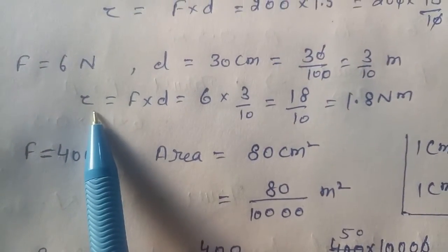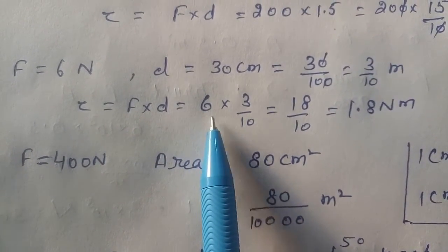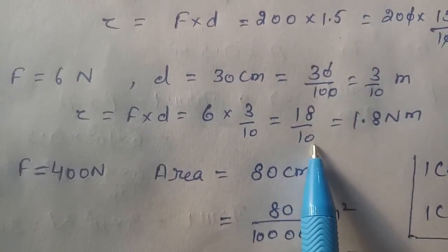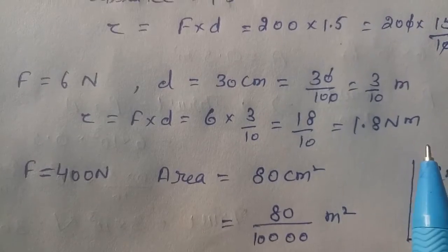Once again tau, that is moment of force, equal to force multiplied by distance. Put those values, 6 multiply 3 by 10, 6 3s are 18, 18 by 10 equal to 1.8 Newton meter.